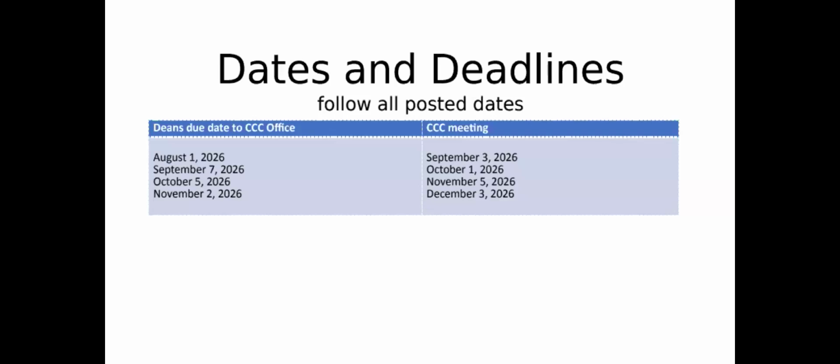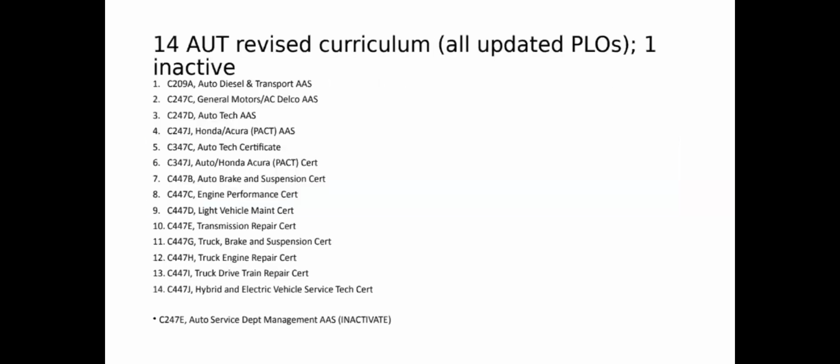Could I have a motion to approve item 26-79 through 26-93, which are 14 auto curriculum revisions and 1 auto inactivation? So moved. Second. Okay, you see these on your screen right now. The 14 auto revisions are updated program learning outcomes, and there is one inactivated. C247E, Auto Service Department Management, AAS, is being inactivated. The rest have updated program learning outcomes. Ken, can you please present this, please?